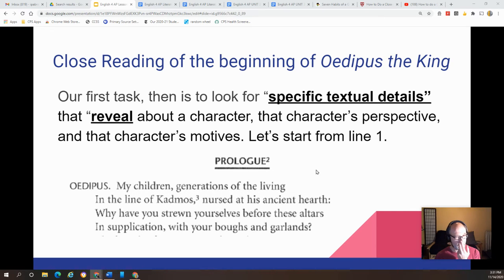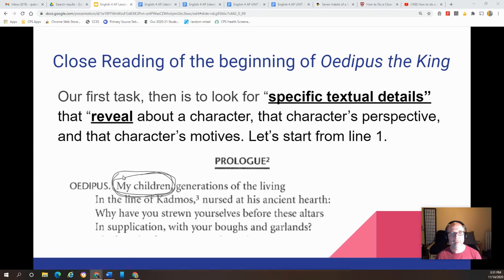So I took the first 4 lines of the play. So this is where Oedipus walks on stage and nothing has come before this. My children, he says, generations of the living in the line of Cadmus, nursed at his ancient hearth, why have you strewn yourselves before these altars in supplication with your boughs and garlands?